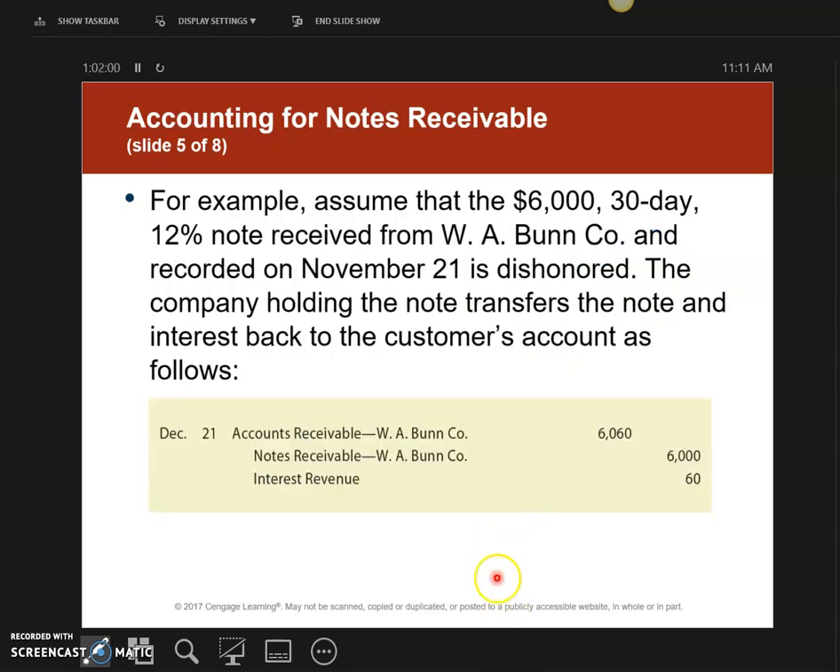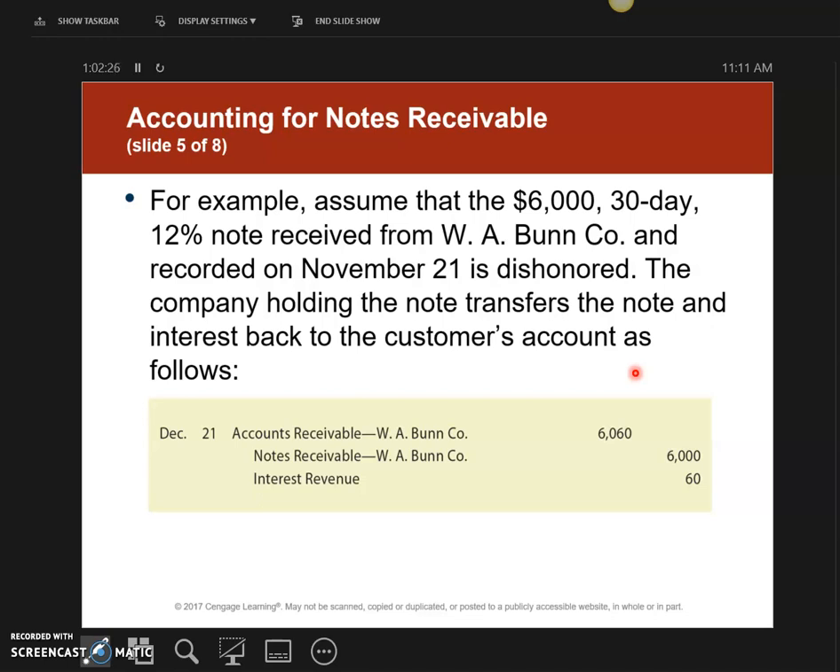So here's the journal entry for that same note if they didn't pay me. So I'm going to take the $6,000, credit to receivable, credit the revenue because I still earned the $60, I just did not get it. And I'm going to move the total back into accounts receivable. So they still owe me $6,060. I just did not get the money. I still earn the interest.